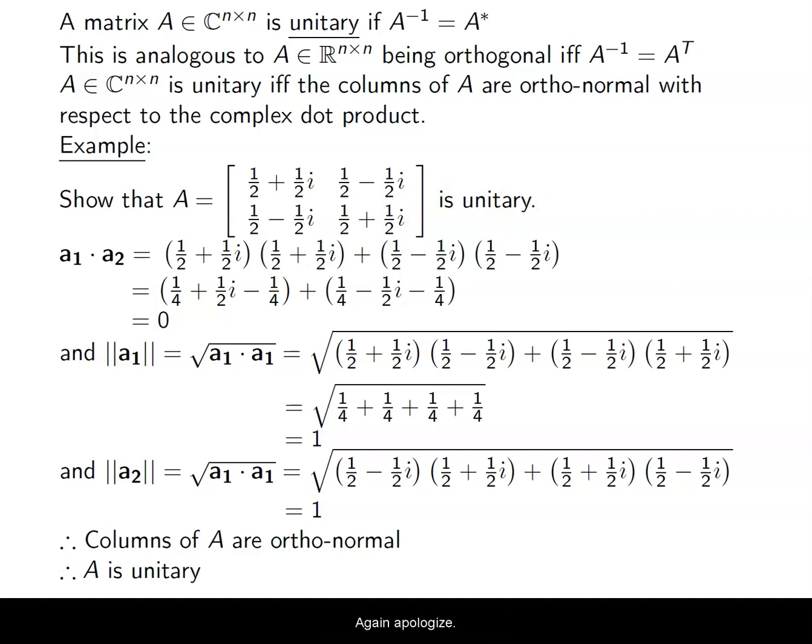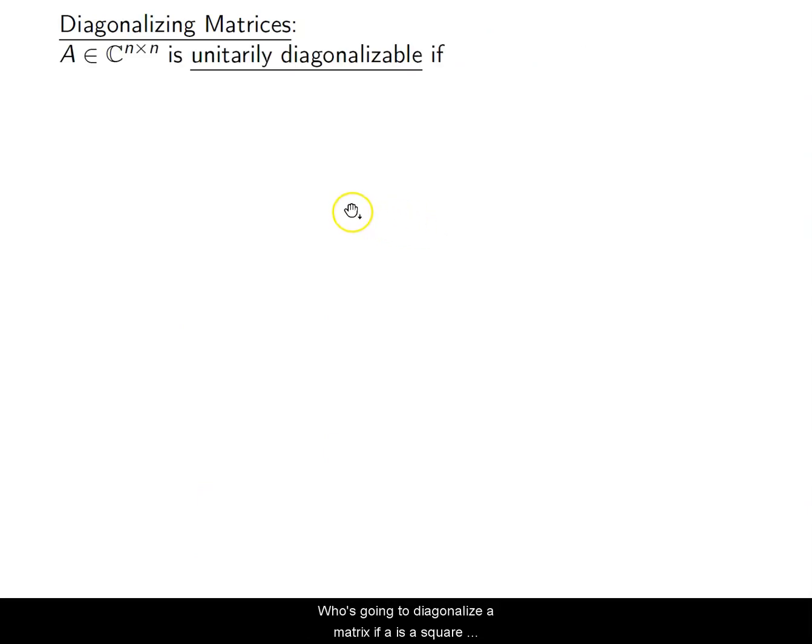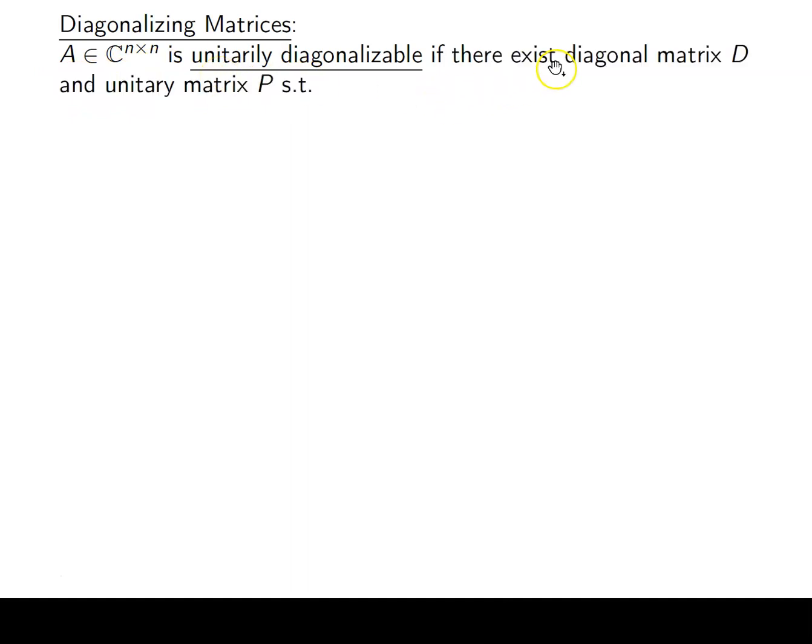Okay, so again, I apologize that I did not get a chance to write that up for you. But it's an easy check, right? A times A star should be I. I know I did write it in that form later on, but I didn't give you guys an example. Okay, so let's go into diagonalizing matrices. If A is a square complex matrix, then it is what we call unitarily diagonalizable if there is a diagonal matrix D and a unitary matrix P.